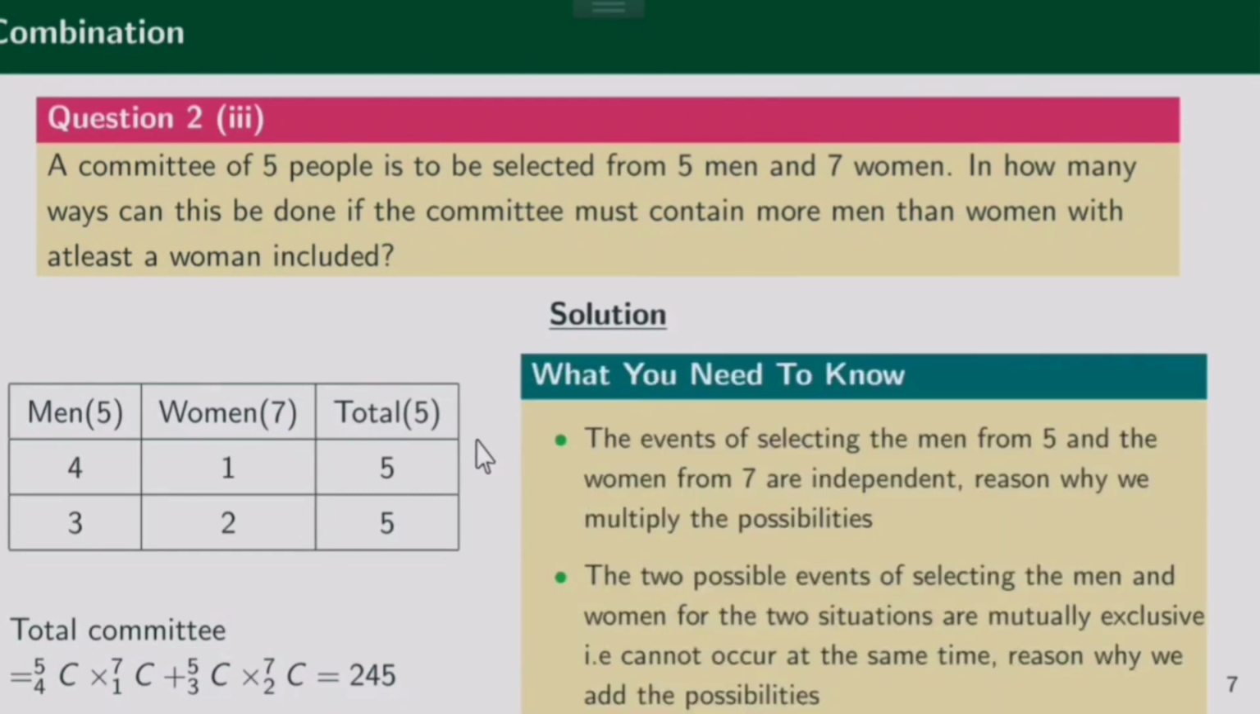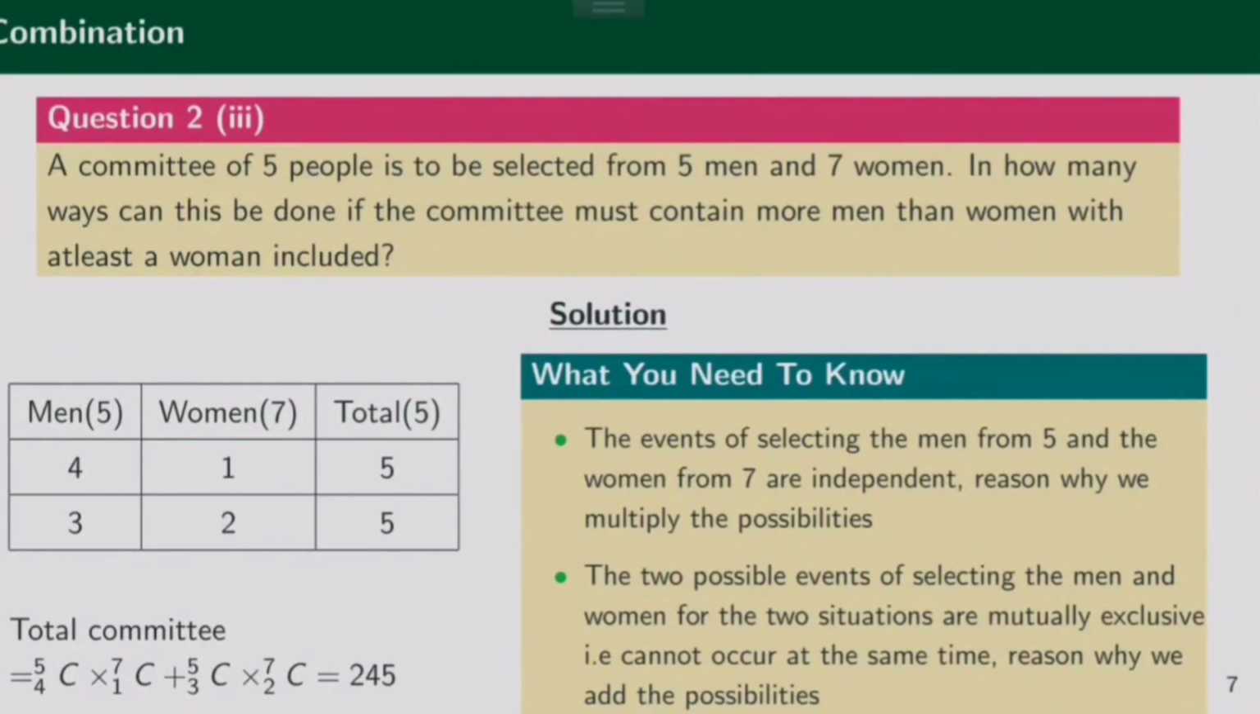Now, this is what we have done. The events of selecting the men from 5 and the women from 7 are independent, which is the reason why we multiply their possibilities. The 2 possible events of selecting the men and the women for the 2 situations are mutually exclusive. So these 2 situations are mutually exclusive. That means they cannot occur at the same time, which is the reason why we add their possibilities.